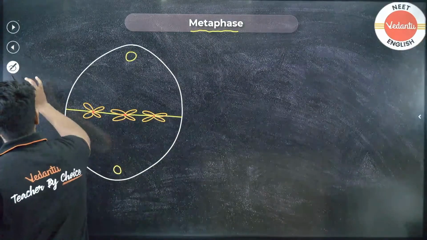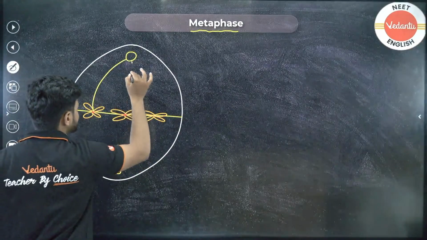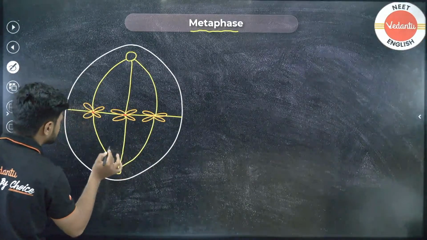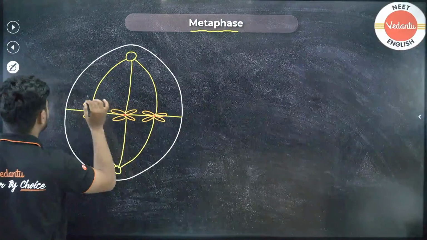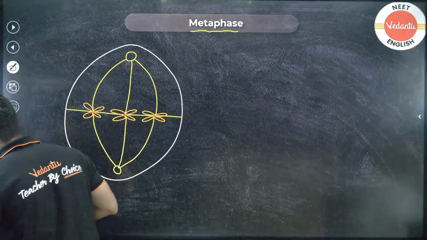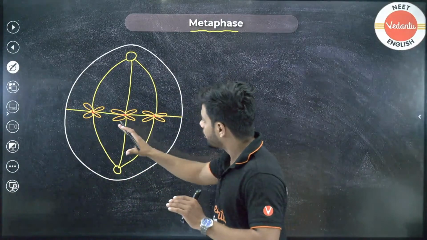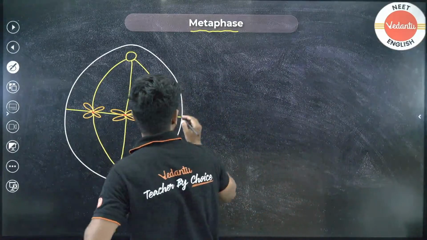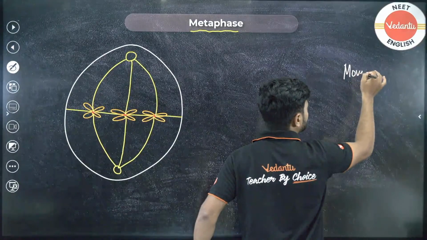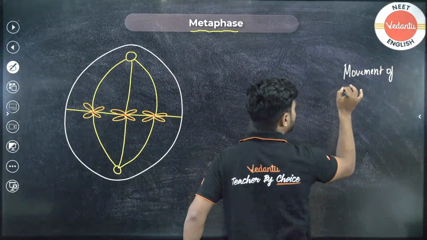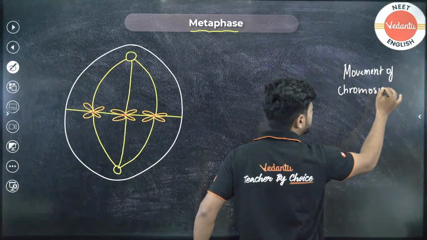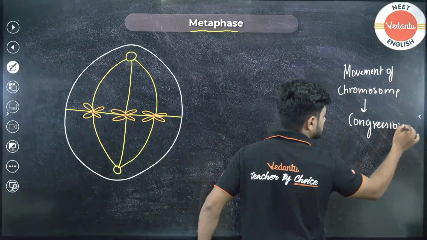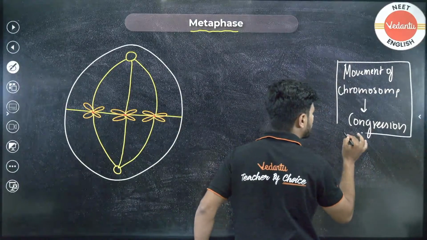Now what do we have? We have the spindle fibers. Nice. Now I want you to write down a few things here. All the chromosomes are moving towards the center. That is called movement of chromosome. The movement of chromosome is called congregation. Okay, important point: congregation.